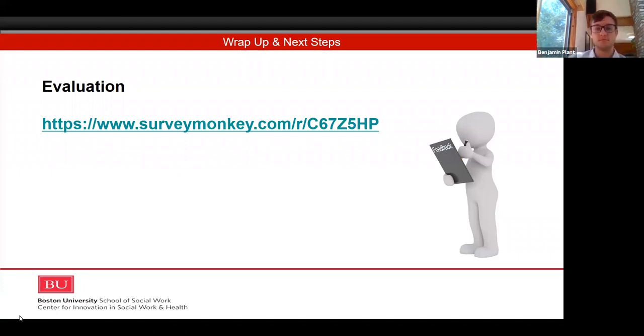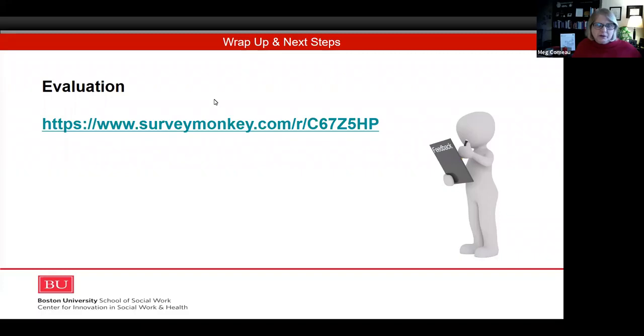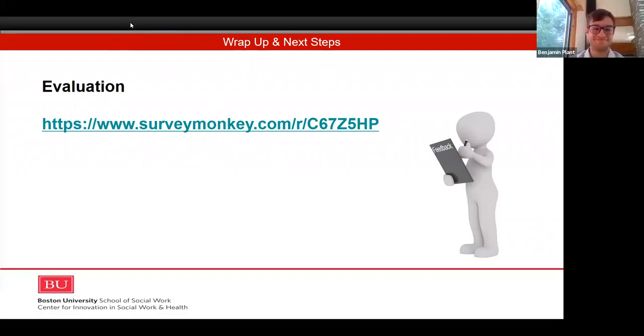Libby, does Zoom automatically save the poll, or should we take a snapshot of it? Automatically. I took a snapshot, but it also saves it. Oh, fantastic. Covering both bases. Back up. Great.